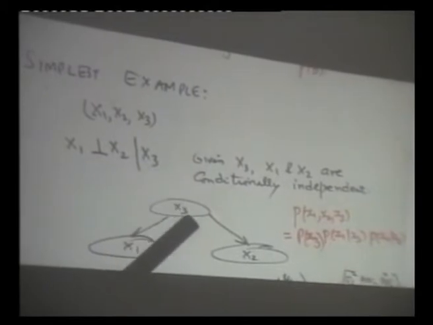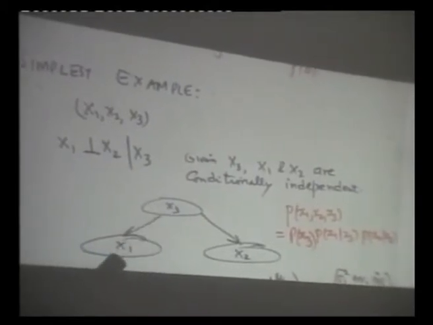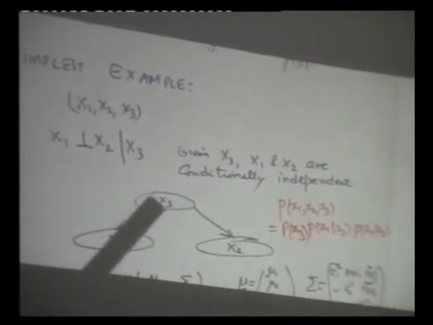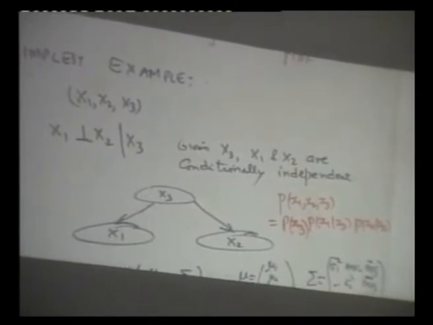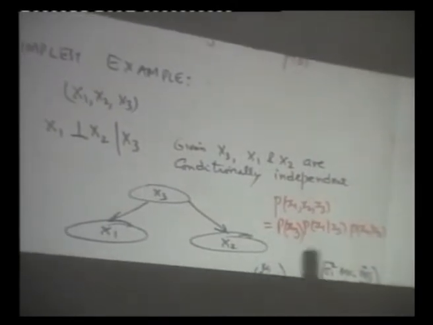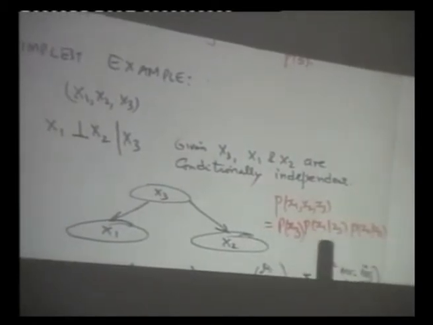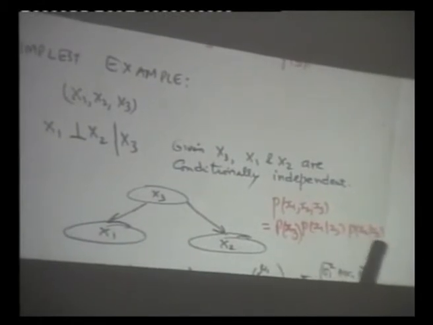Because when I condition this variable, in this graph from X, this is a cause, this is the effect in their language. Cause effect. So, which means simply saying, conditioned on X3, these two become independent. Therefore, I can write down P of X3, X1 given X3. Otherwise, what you get? X1 given X3, and then X2 given X1, X3 both, right?